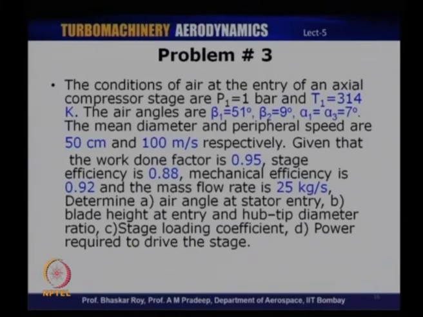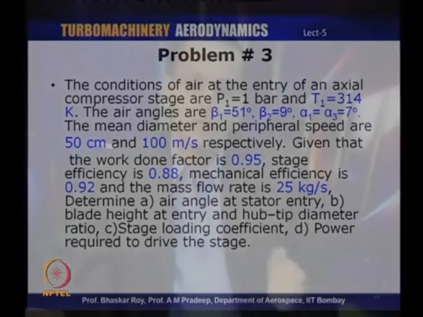So, this is a problem where we have a lot of data which is given to us. All the data is required for determining the velocity triangle, like all the angles are given to us, beta 1, beta 2, alpha 1, alpha 3. We have the peripheral velocity or U, the mean blade diameter and also the temperature and pressure at the inlet. We also have the work done factor and stage efficiency. So, with this we need to find out a host of other parameters like the air angle at the stator entry and power required and so on, stage loading coefficient, etcetera.